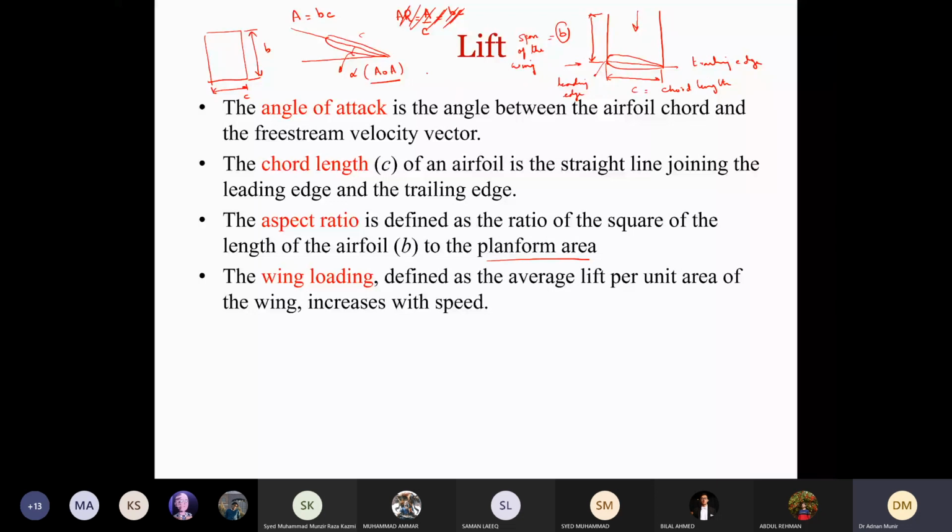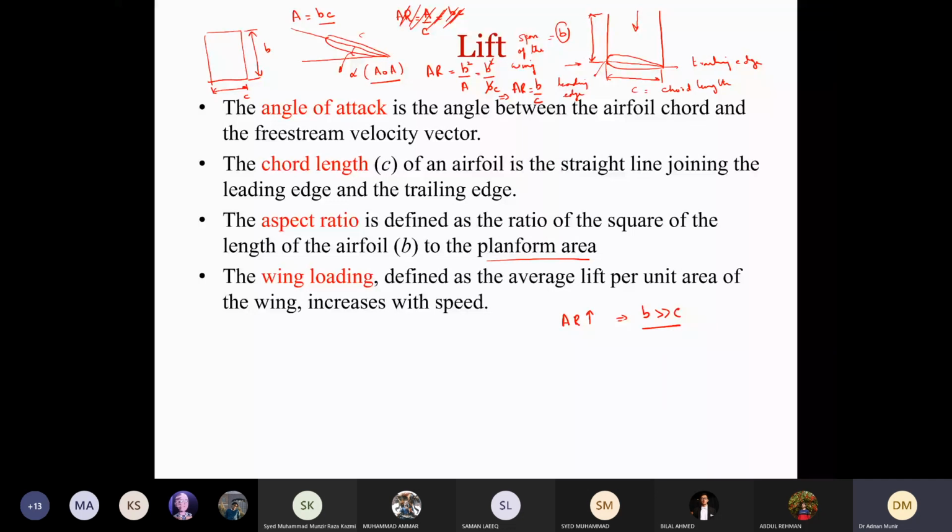So the aspect ratio AR is defined as the ratio of the square of the length of the aerofoil, which is B squared, over planform area, which is A. Now you can clearly see B squared over BC, since area is BC. So B will cancel, and we have aspect ratio AR equals B over C. That means span over chord. So a long wing will have a high aspect ratio. That means span B will be very much greater than C when we have a large wing.